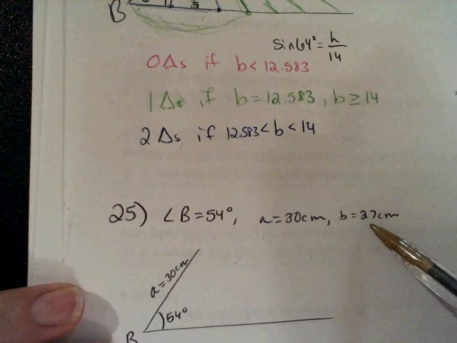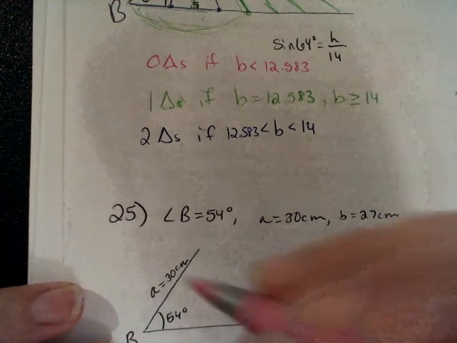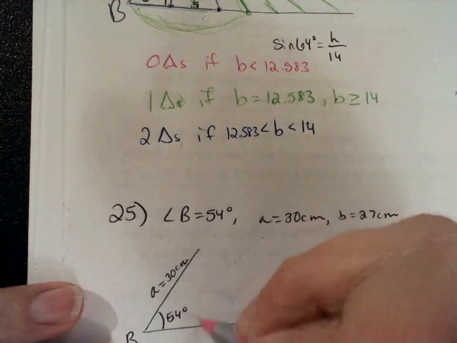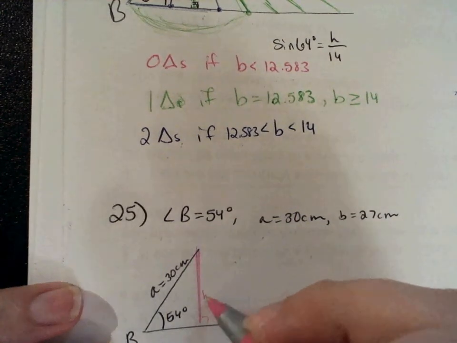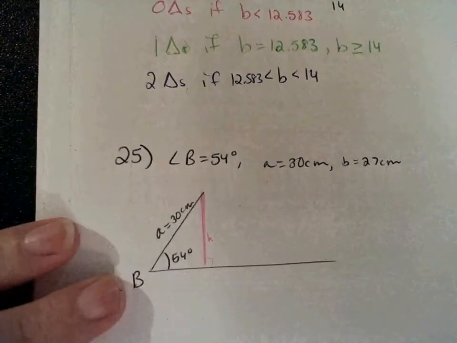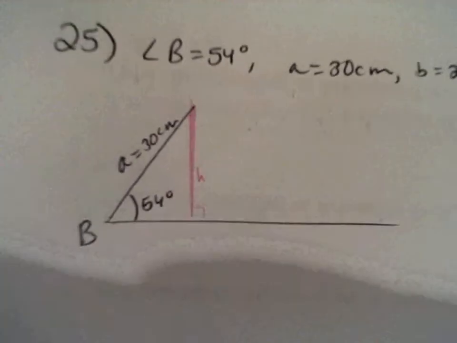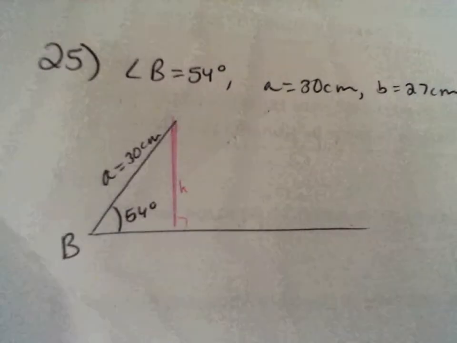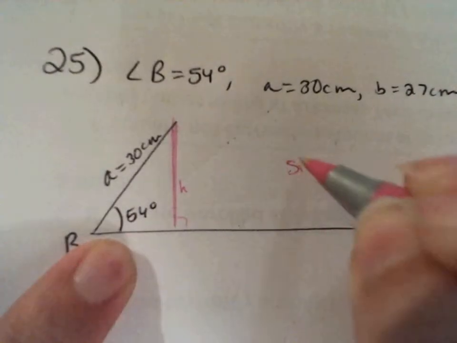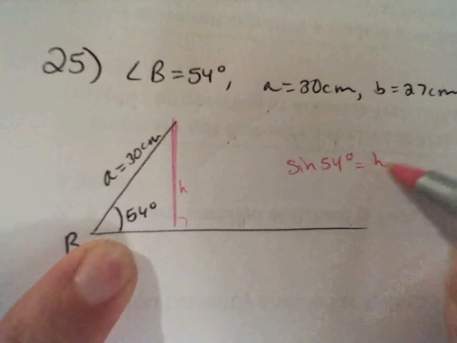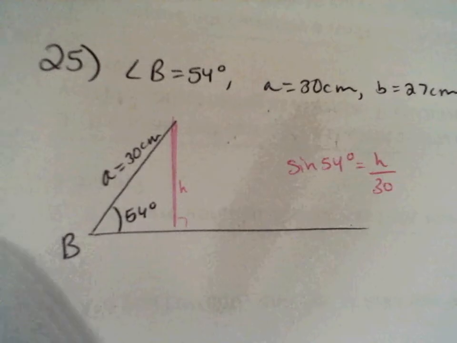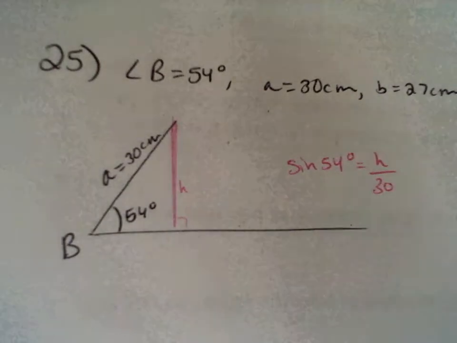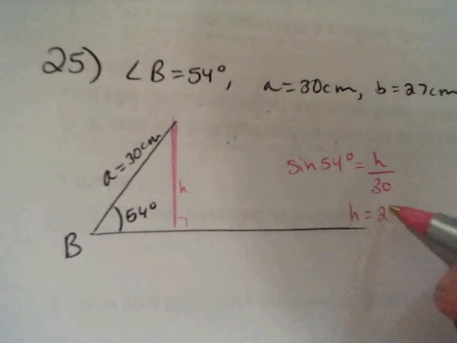So what I know is that it's definitely shorter than the 30, right? My question is, is it too short? And I think it's going to be okay. I need to find the height, and then I can figure out where 27 lands in relation to that, okay? So I'm going to set up my sine to find height. Sine of 54 degrees equals height over 30. Sine of an angle equals opposite over hypotenuse, and that creates that right triangle. So 30 times sine of 54 is 24.271, so the height is 24.271.